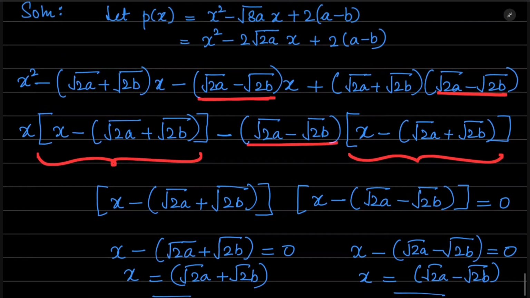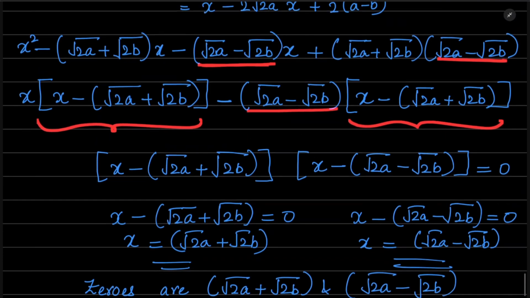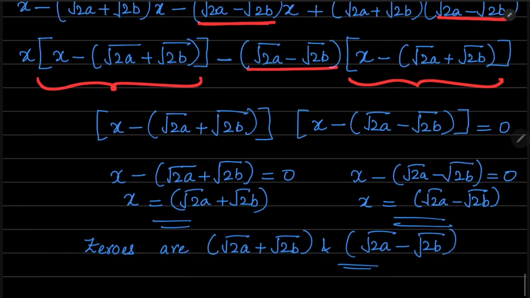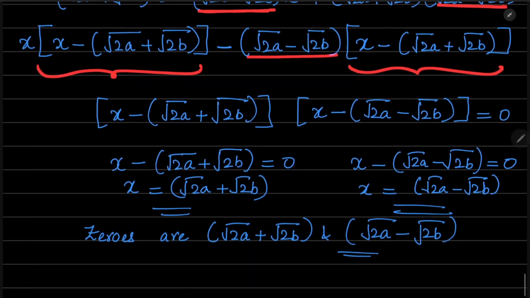Try doing it once or twice without seeing. First understand how I have done. Here I forgot, I just erased it. What is the sum and what is the product? When you are writing, do write it. So it is minus 2 root 2a, and then here it is 2a minus 2b. So hope you understood. Let's move on to the next question.